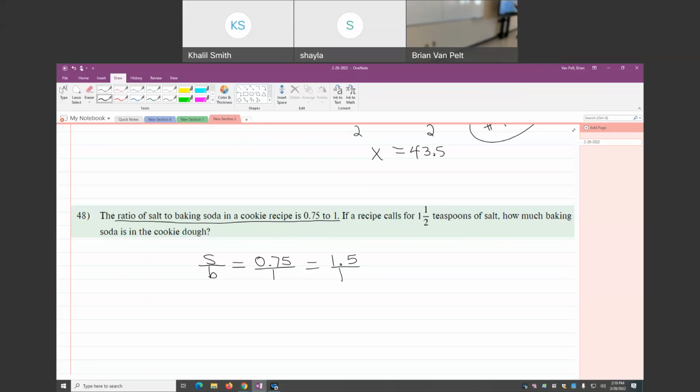And then B will be the amount of baking soda that I want. Cross multiply. So this gets multiplied to that, and you get 0.75B. Then 1 times 1.5 is just 1.5. Obviously, they call it cross multiplication because, see, there's a cross on it. Divide by 0.75, and B is equal to 2. Since we're talking about teaspoons, then we need 2 teaspoons of the baking soda.